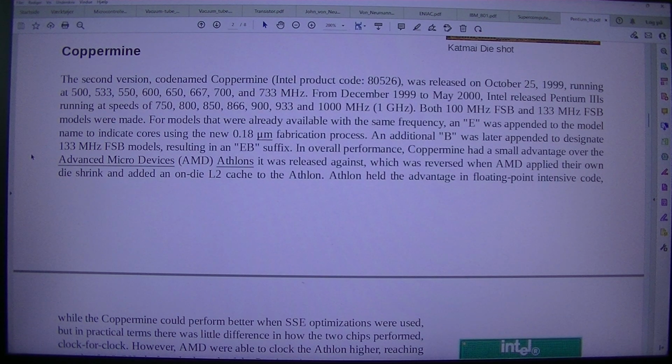In overall performance, Coppermine had a small advantage over the Advanced Micro Devices, AMD, Athlons it was released against, which was reversed when AMD applied their own die shrink and added an on-die L2 cache to the Athlon. Athlon held the advantage in floating point intensive code.